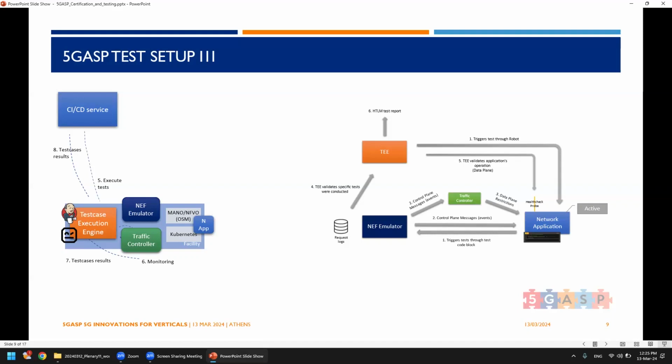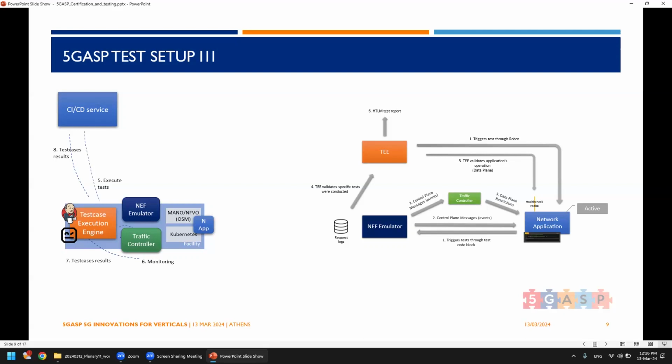And when this happens, it enforces some specific data plane restrictions like bit error rate, bandwidth restriction, latency restriction to the data path of the network application, also testing this side of the application itself. Again, the restrictions and this interaction are monitored by the reporting API, which validates that this interaction actually happened.